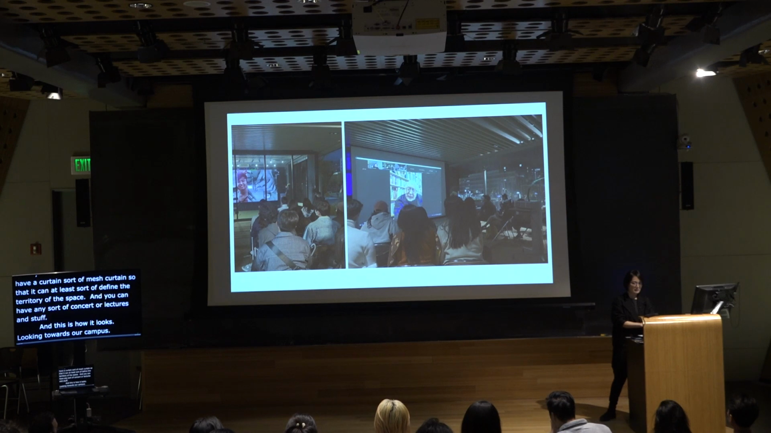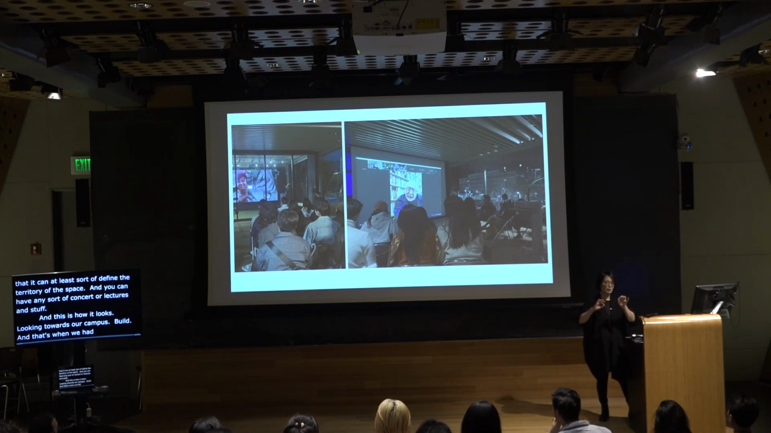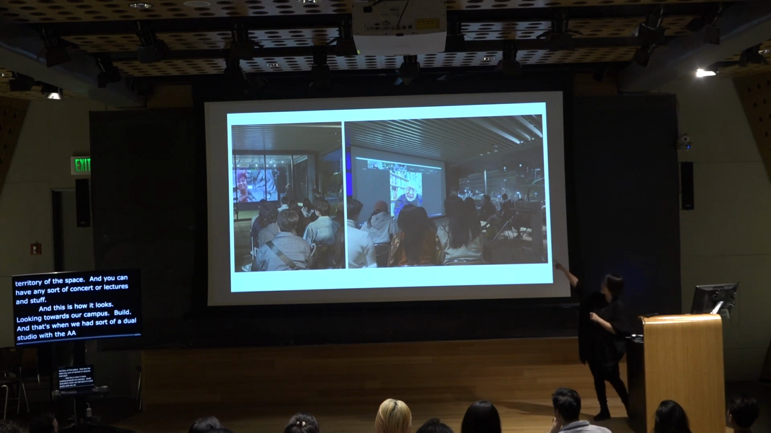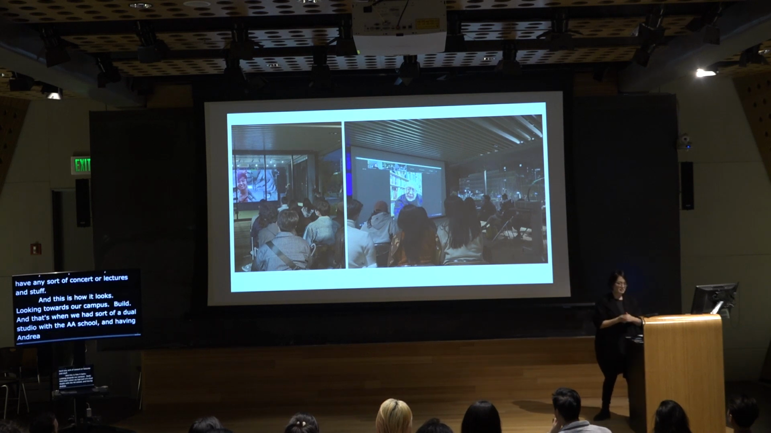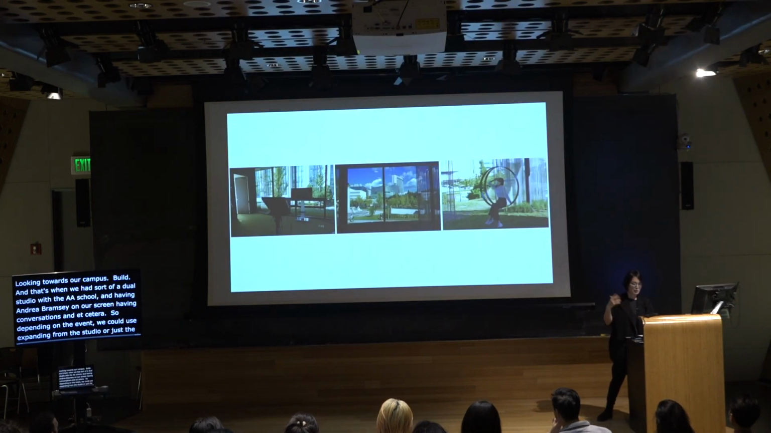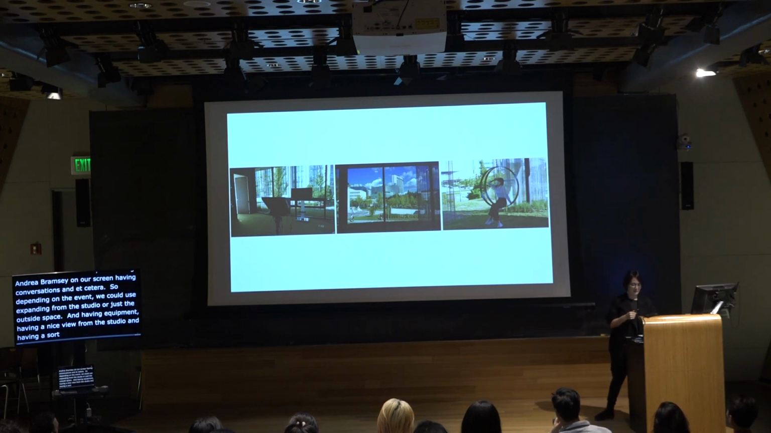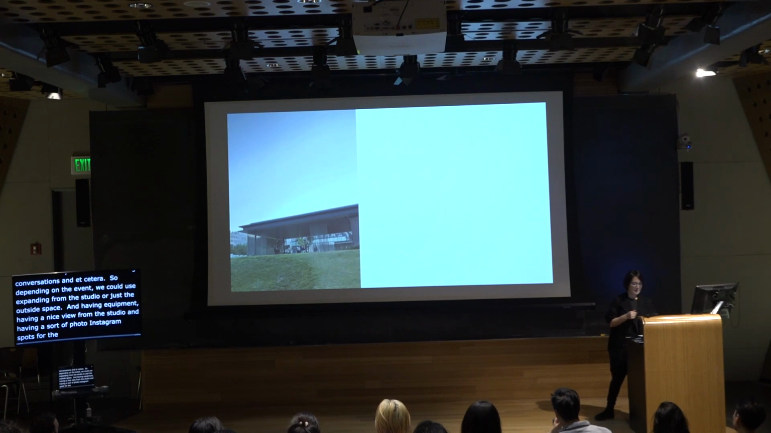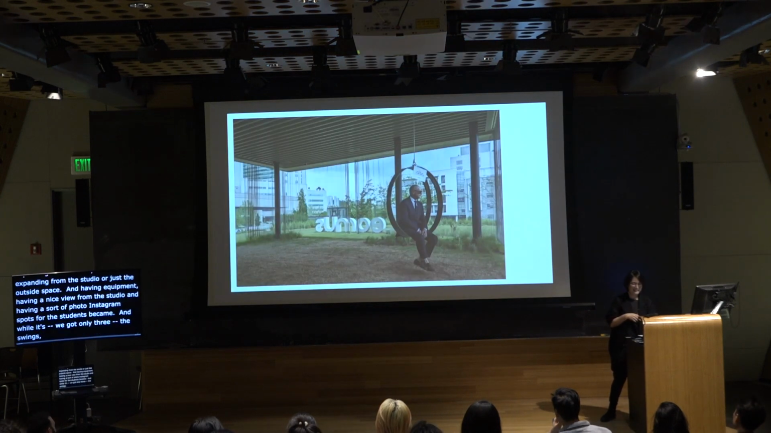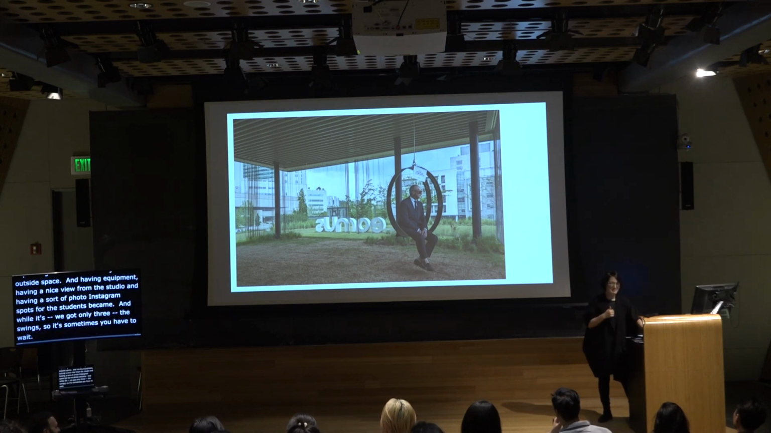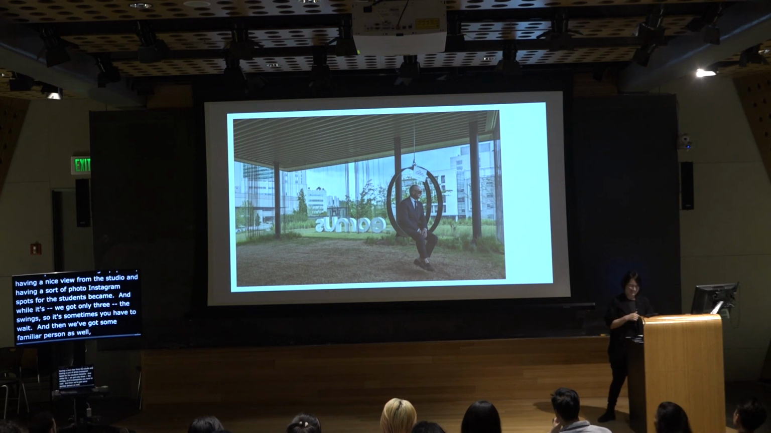And that's when we had this dual studio with the AA School, with Andrea Branzi on our screen having conversations and so on. So depending on the events, we could expand from the studio or just use the outside space. And having equipment, a nice view from the studio, and photo Instagram spots for the students, it became popular. Well, we've got only three swings, so sometimes you have to wait. And we've got some familiar faces as well. Yeah, I hope you enjoyed it.